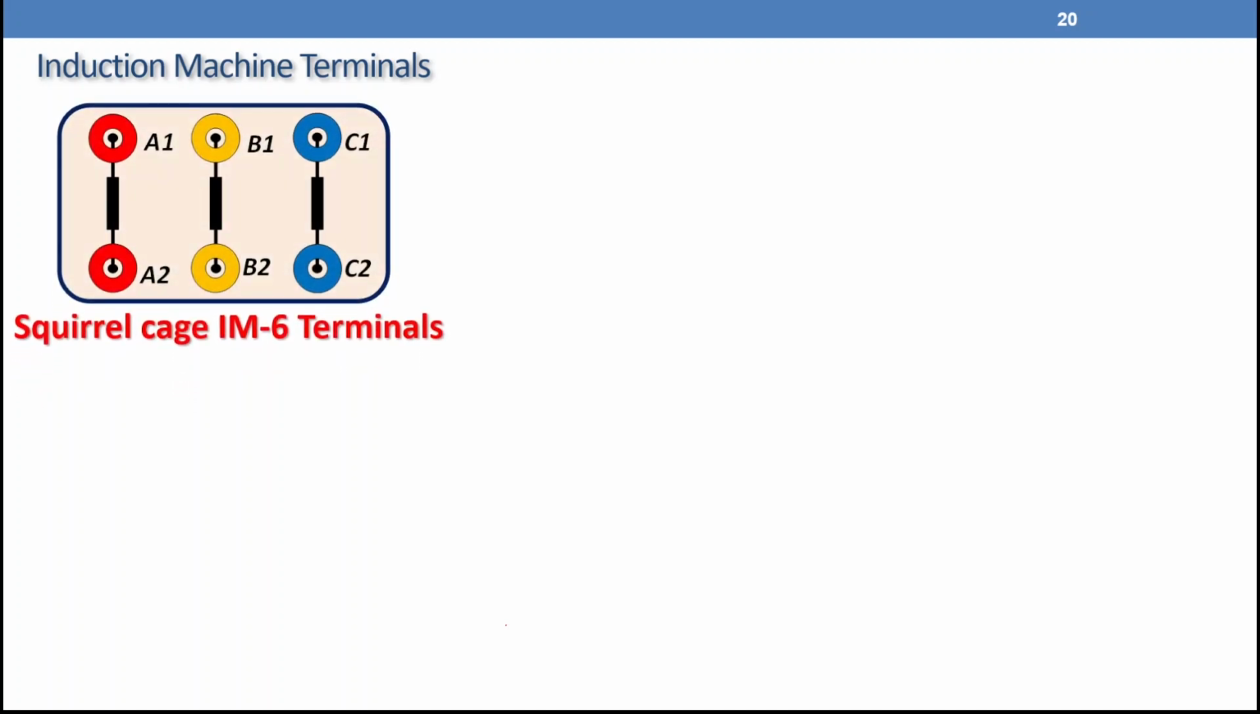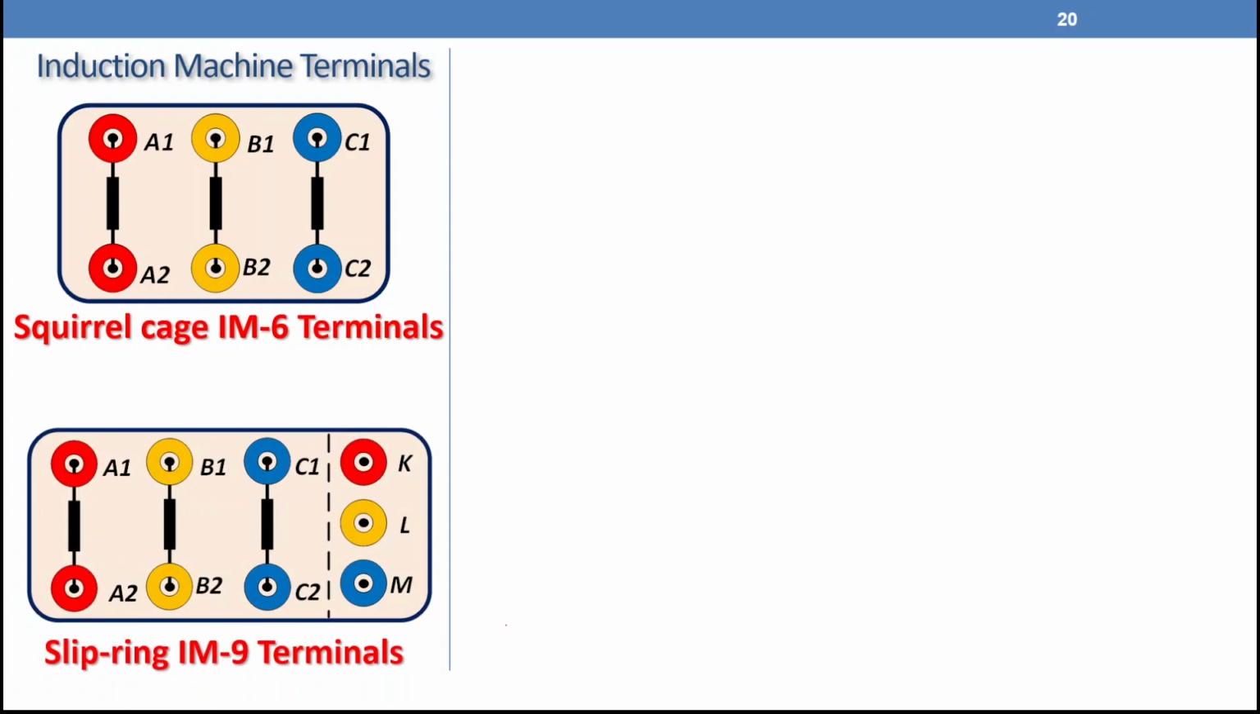For phase A, we have A1 and A2, or sometimes we call it A and A dash, it depends. Then B1 and B2, C1 and C2. So we have 6 terminals, and we need to connect them. That is for the squirrel cage. Regarding the slip ring, we have 6 terminals in the stator like the squirrel cage, but we have another 3 terminals in the rotor, which we call KLM, because the rotor is wound as a star winding, internally connected, so we can access 3 terminals in the rotor.